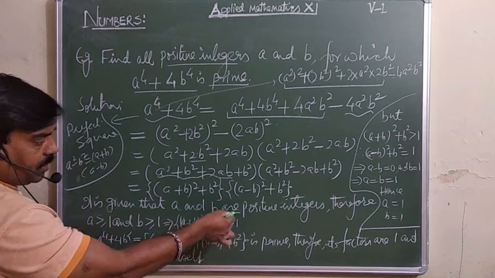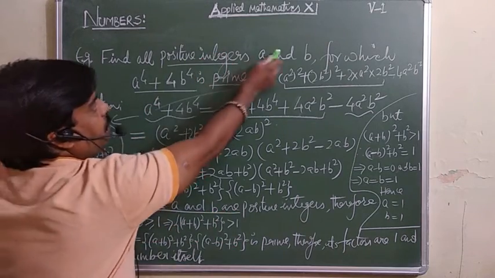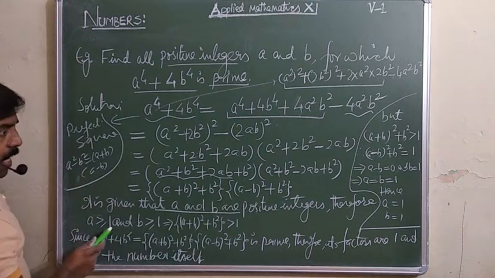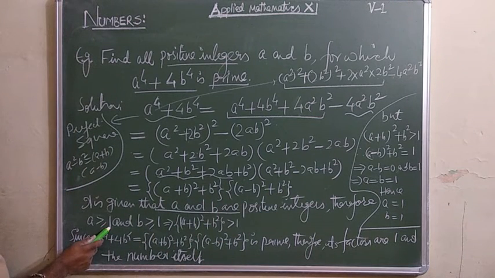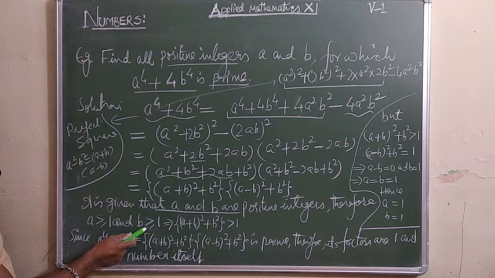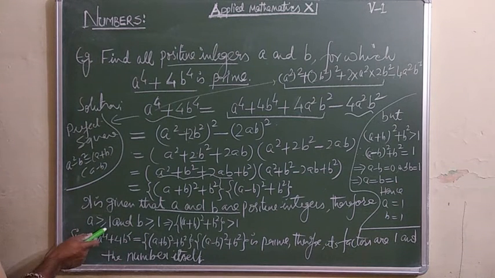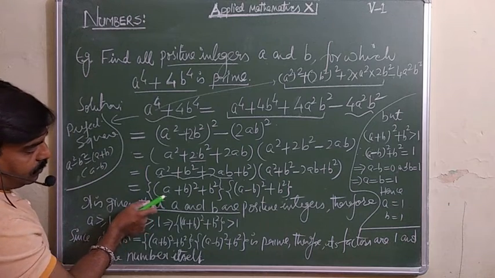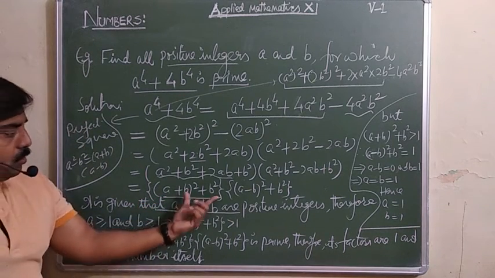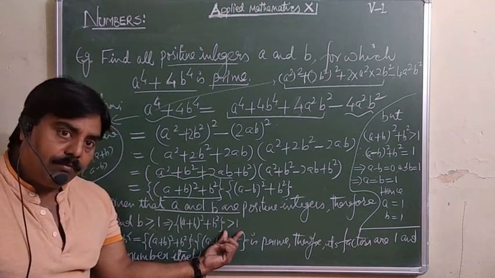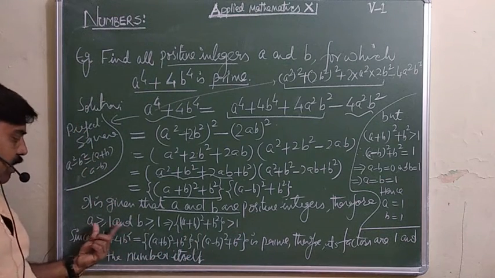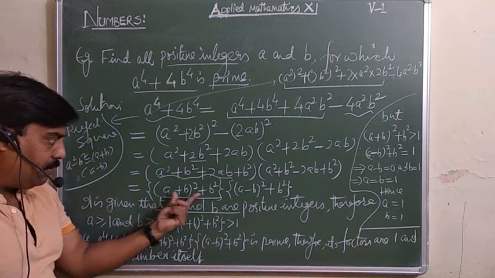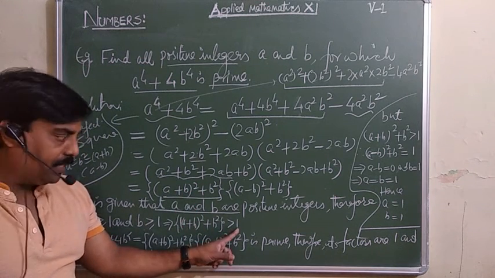It is already given here that a and b are positive integers. It means if a and b are positive integers, therefore a should be greater than or equal to 1 and b is greater than or equal to 1. And if a ≥ 1 and b ≥ 1, it means you can say this value (a + b)² + b² will definitely be greater than 1, because a and b are either 1 or greater than 1. So if you put the values of a and b here, that will definitely come greater than 1.